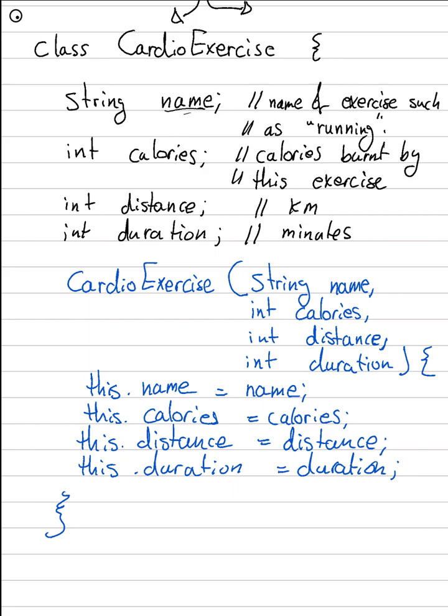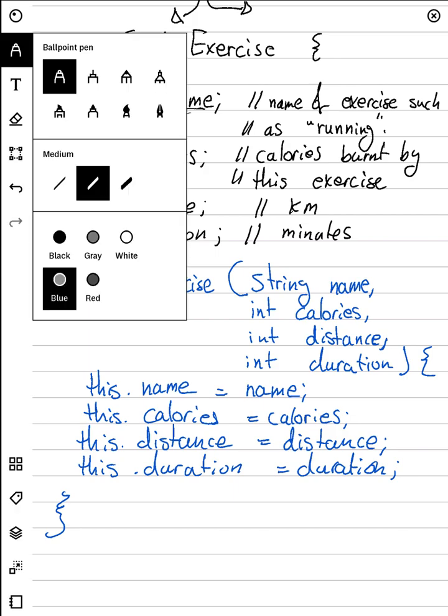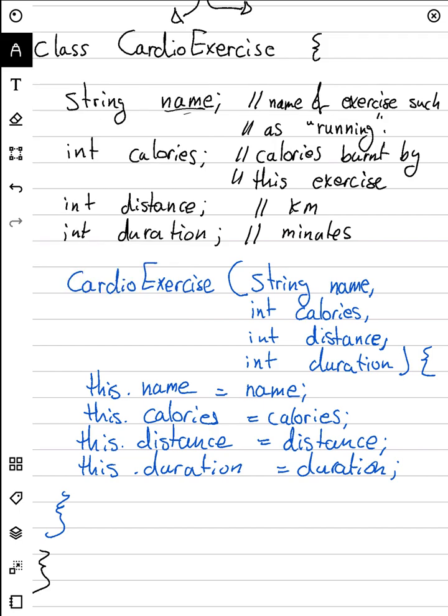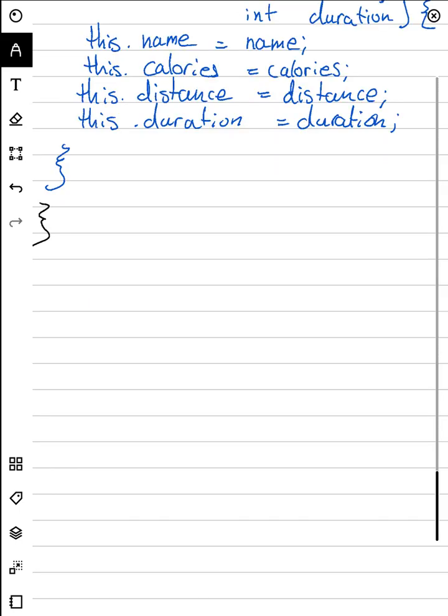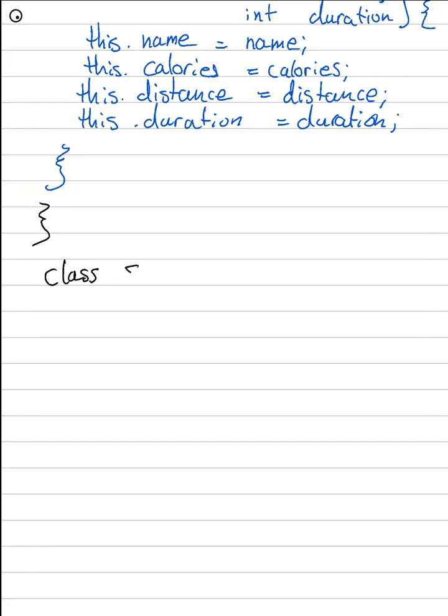Alrighty. Now we essentially have our entire class, and essentially we have the cardio exercise defined. Now we just need to do the same thing for strength exercise, right? Yes, exactly. Alrighty. So I'll start again with class strength exercise. What fields should I have for class exercise?